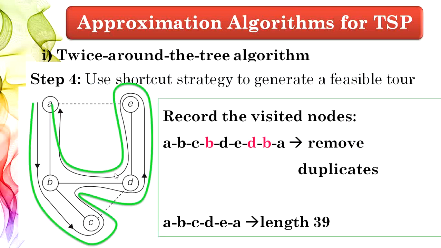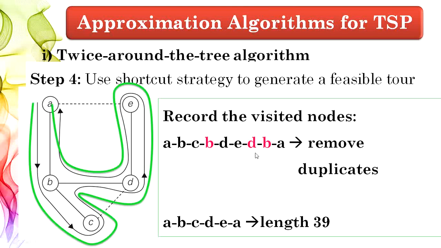Use the shortcut strategy to generate a feasible tour. This is your last step, that is, record the visited nodes. How can we record the visited nodes? I started from A and I reached B. After B I reached C. I don't have any direct connection between C and D, so I go back to B. From B I can reach D, right? So from D I can visit E. From E I don't have any direct connection to A, so I return back to D. And from D I don't have any direct connection to A, so I go back to B. From B I can reach A.